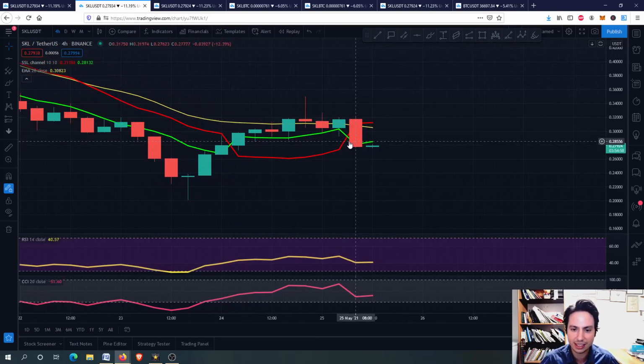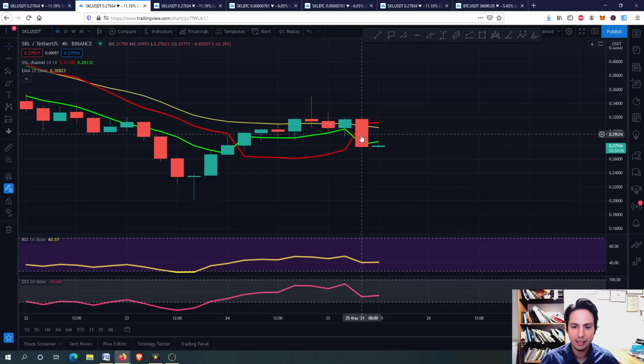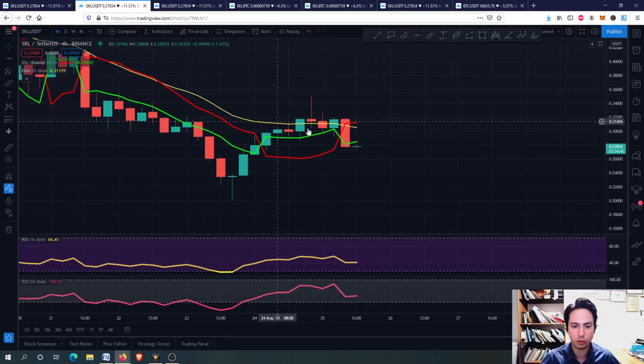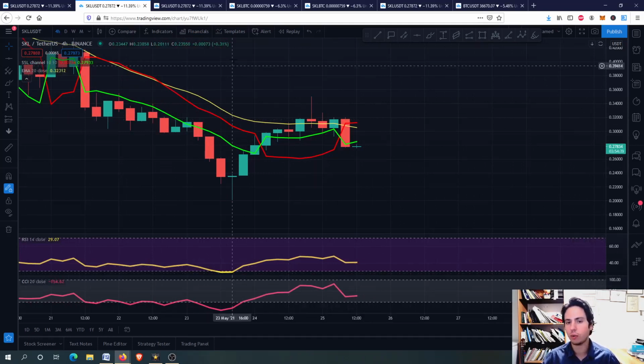And you can see the SL channel. We certainly had this cross when this 4-hour frame closed like that. We had the red line going above the signal, the orange line, the green line, sorry guys. So when this happened, we don't have any buying opportunity according to this indicator. We are beyond the 20-day EMA as well. So for now, we need to be a little bit careful for SKL.